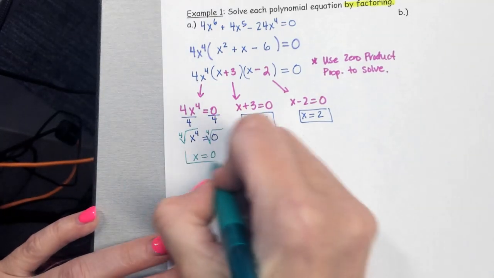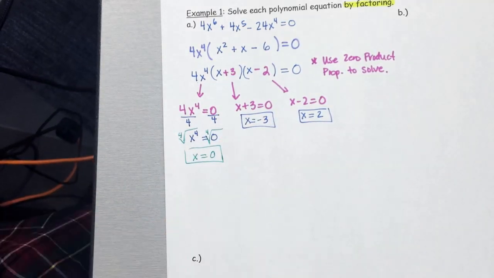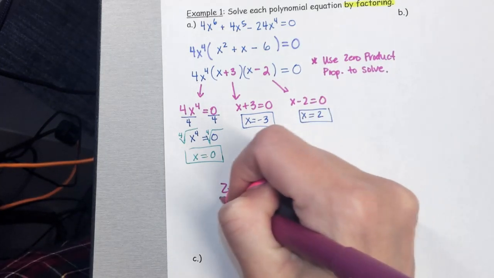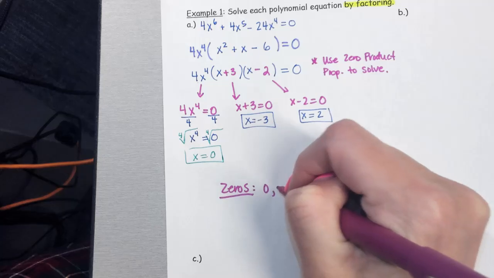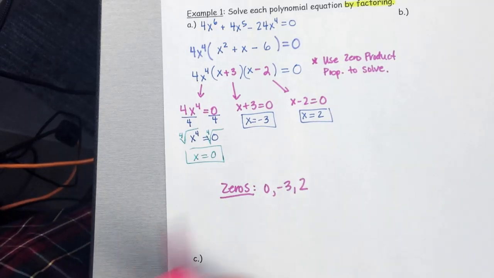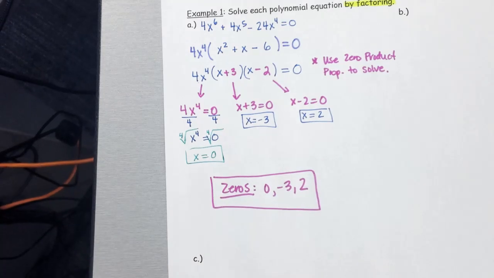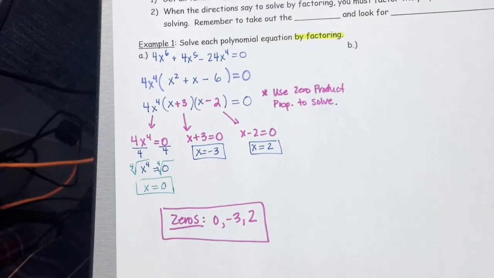Okay, so it says solve each polynomial by factoring. You can call these zeros, these roots, these x-intercepts: 0, -3, 2. Okay, it doesn't matter to me what order they're in. Okay, but those are going to be your final answers.